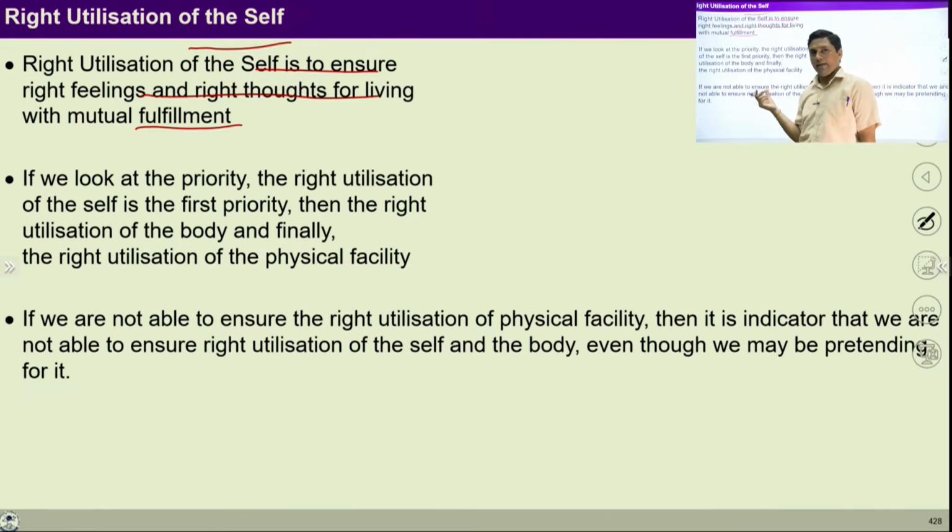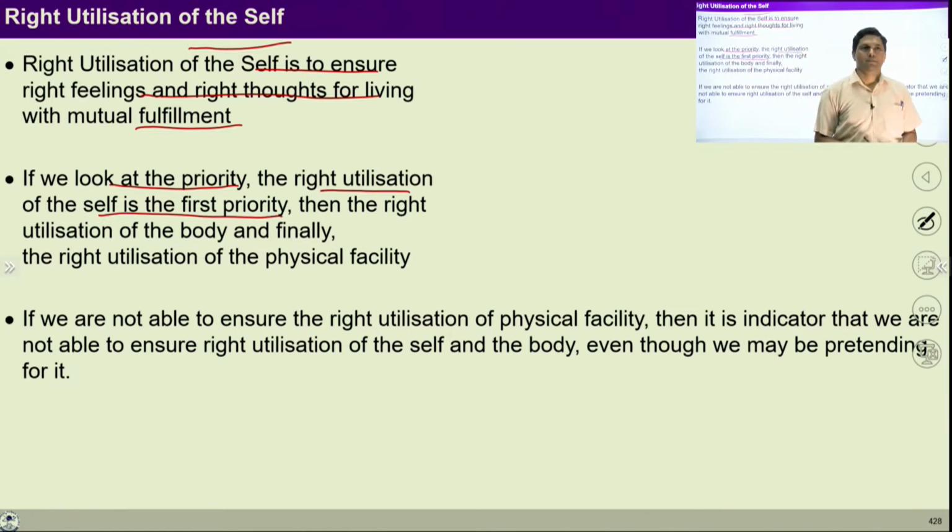Now again, you can take a pause for 2 minutes and ask yourself whether you are rightly utilizing your consciousness, the self, or not. Similarly, if we look at the priority, then we can see, and it is very easy to sense, that right utilization of the self is the first priority, because if I am in harmony, then I can take care of my body with the feeling of self-regulation. Then I can participate at the level of family, at the level of society with right feelings, feeling of trust, feeling of respect, feeling of affection, to feeling of love.